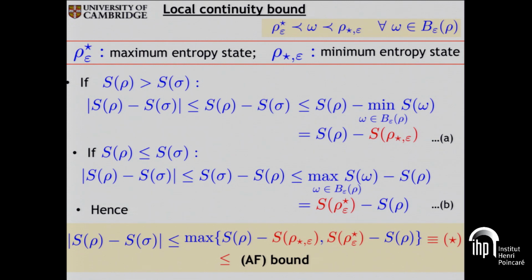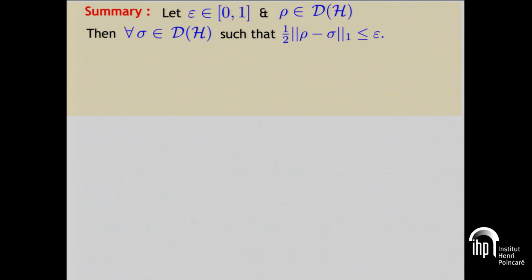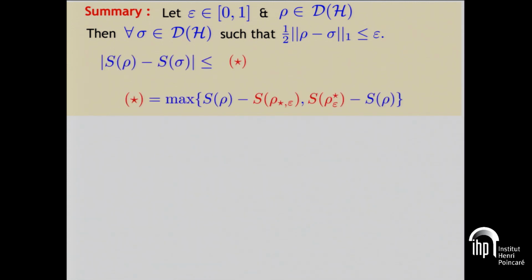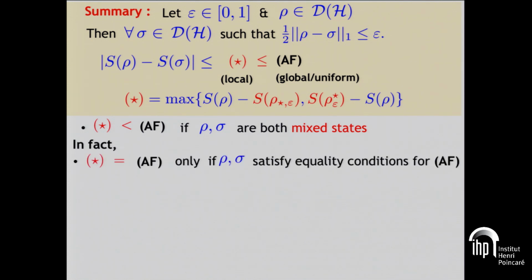Okay, so I summarize it in the next slide. So let epsilon be a parameter in 0, 1, and rho is a state. Then for any sigma, which is at a distance at most epsilon from it, the difference is given by this local continuity bound, and which is upper bounded by the global or uniform Lsigma-Furness bound. And in fact, this inequality is strict whenever rho and sigma are mixed states. And in fact, equality holds only if rho and sigma satisfy the equality conditions for the Lsigma-Furness bound, which I gave before.